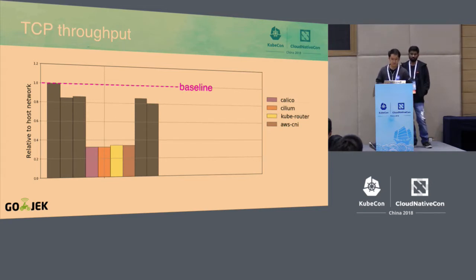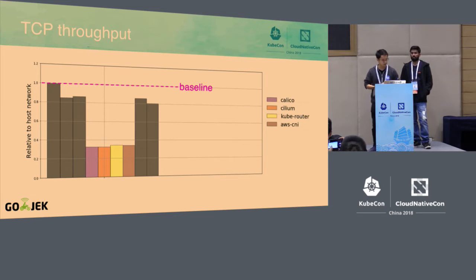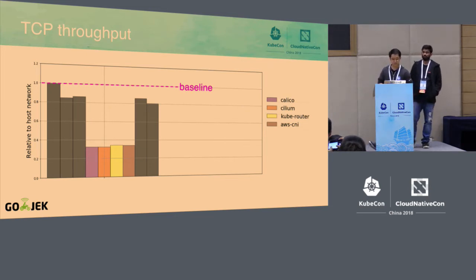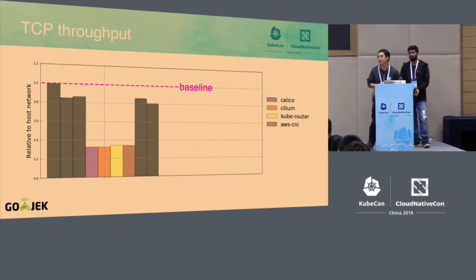For these 4, Calico, Cilium, Kube-router, AWS CNI, unfortunately, they suffer significant loss in our study. We were actually expecting a much better result from Calico. However, apparently in the default config that they have in Calico, they still configured IP-in-IP encapsulation as default. So that's why we can see the result here for Calico.